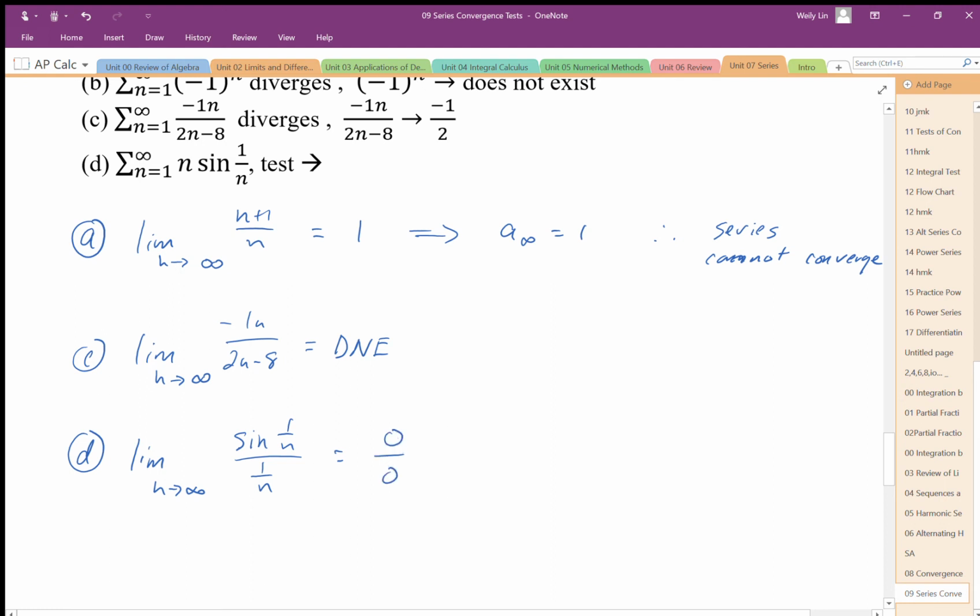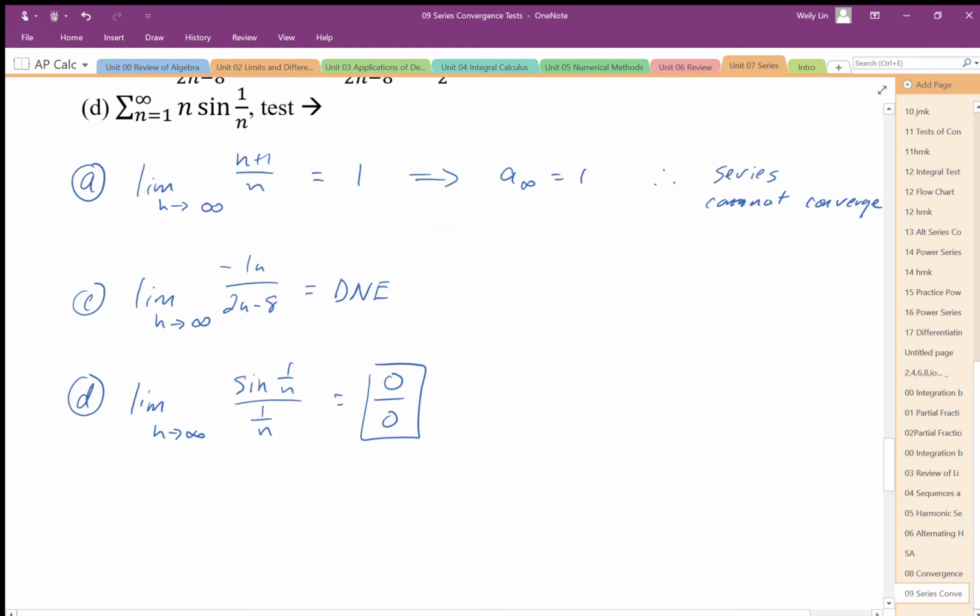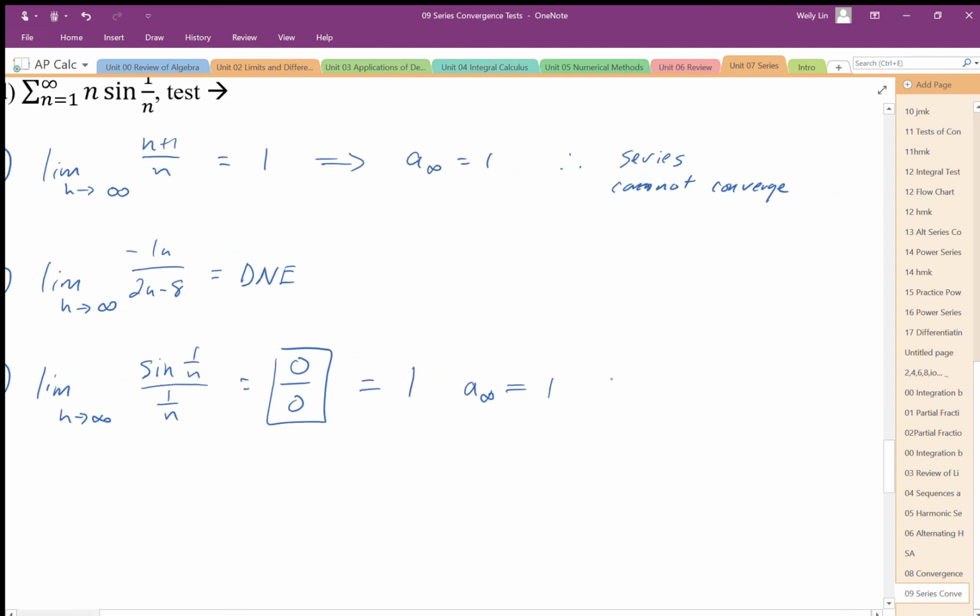We could apply L'Hopital's, but we also know that this is really sine 0 over 0, and we know that sine 0 over 0 really is equal to 1. And since a_infinity does not tend towards 0, this means that the series is divergent.